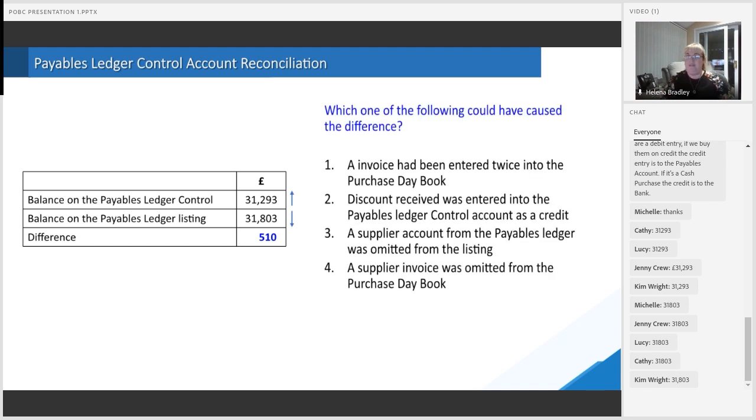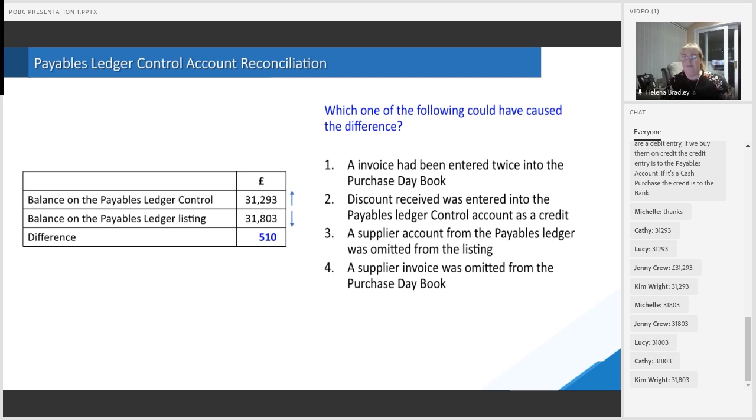And then we'll be presented with some options. And it's a process of elimination. We're going to go down these options. We're going to decide which of those satisfies what we need. So the first option says an invoice has been entered twice into the purchase day book. Well, remember, guys, that it's the day books that feed the control account. So if an invoice has gone in twice into the purchase day book, ultimately, if we remove that duplicate, it will reduce the payables ledger control. And we don't want that to happen. We need it to increase. So it can't be number 1.